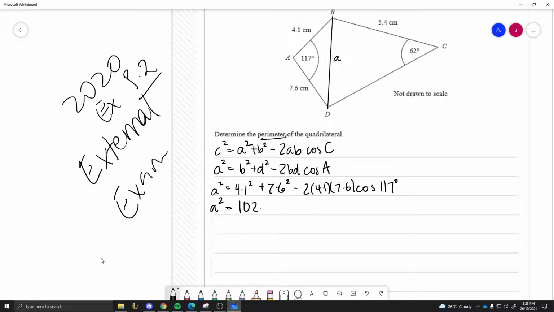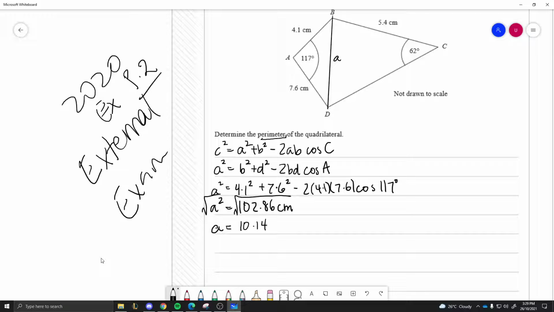That gives a squared equals 102.86 centimeters. Because a is squared, we need to take the square root of both sides. You're not going to get a plus or minus answer, because you can't have a negative distance. So a equals the square root of that, which is 10.14.